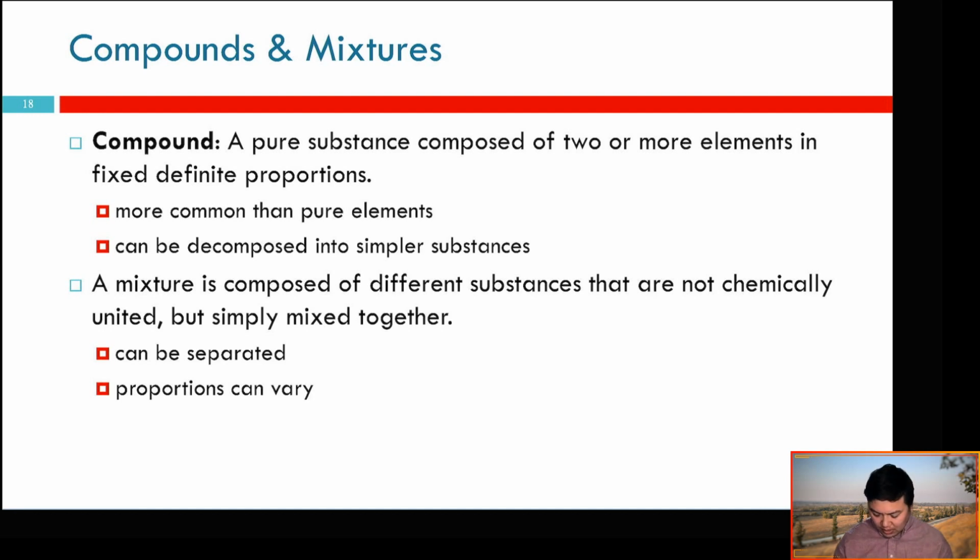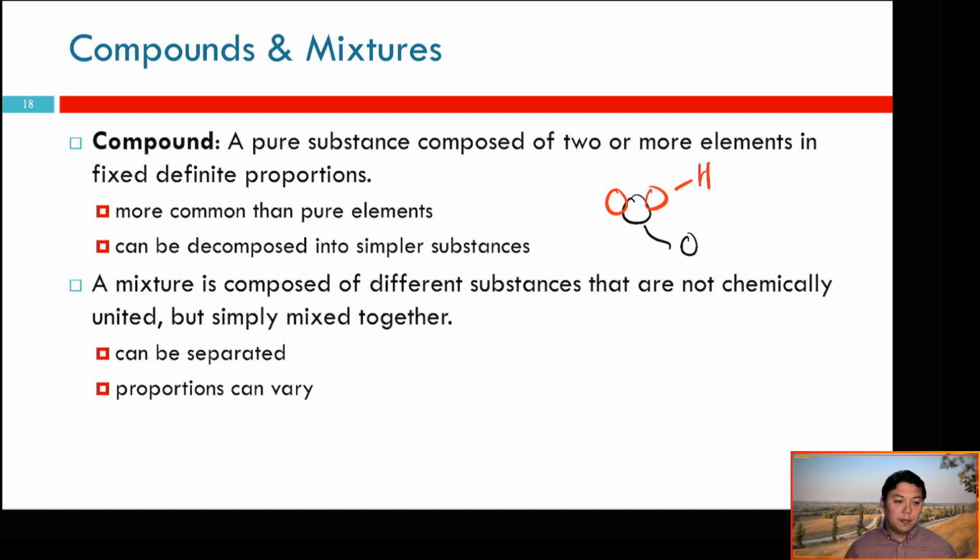But if we have a water molecule, right, we have our oxygen. I'll use red for hydrogen. Let me label these. Hydrogen. And this is oxygen. And water is always in this same proportion. There's always 2 hydrogen atoms and 1 oxygen atom. And so that would be a pure substance, but it would be a compound. And compounds are far more common than pure elements. Most of the time, almost everything we interact with is going to be a compound. And they can be decomposed into simpler substances.